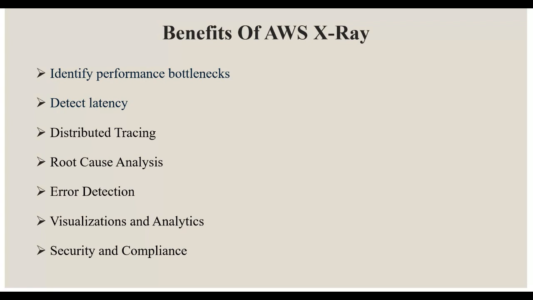The next is security and compliance. AWS X-Ray provides robust security features such as data encryption and the ability to control access using AWS Identity and Access Management, ensuring your trace data is secure. We use the IAM role to trace our data, so while we are tracing the data, it will be safe. So this is about the benefits of AWS X-Ray.